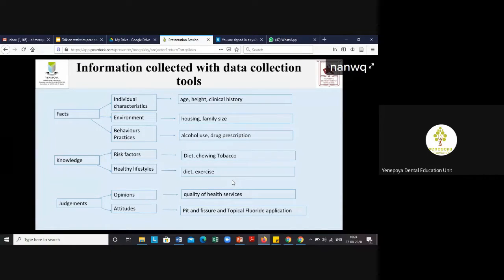The second point is the knowledge about the risk factors. The risk factors can be diet, or chewing tobacco: how chewing tobacco can cause cancer, and how diet can cause caries. So basically you would devise your pro forma based on all these risk factors. Healthy lifestyles, again, diet and exercise, how it can improve or how it can deteriorate the health, can also be studied.